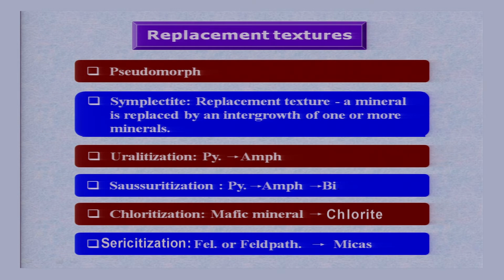Sericitization is another process. Feldspar may be calcic plagioclase or orthoclase feldspar or feldspathoid. Feldspathoid is a different group of mineral which is converted into mica, micaceous group of minerals such as muscovite and biotite. The process of conversion of feldspar or feldspathoid into micaceous group of minerals is called sericitization.